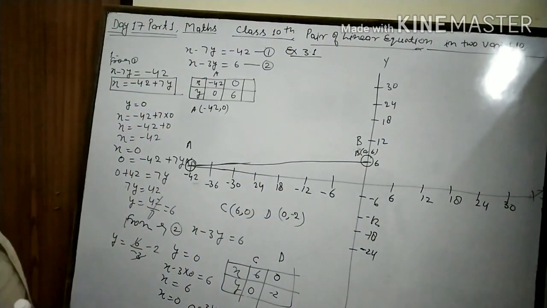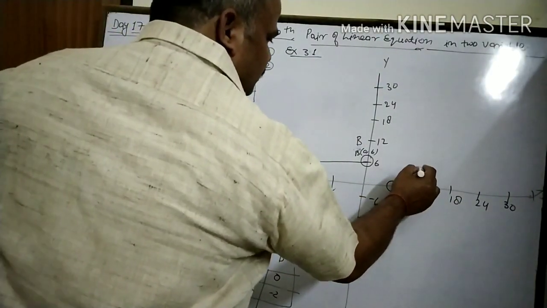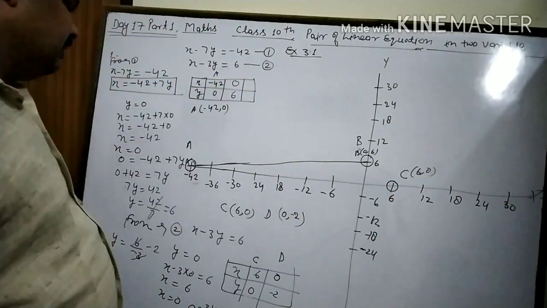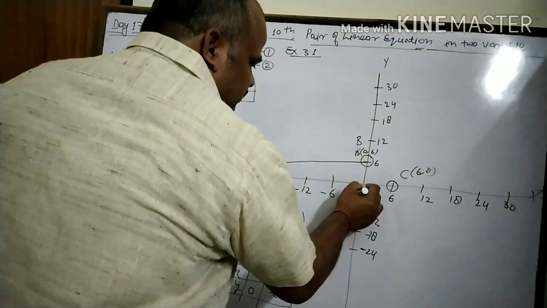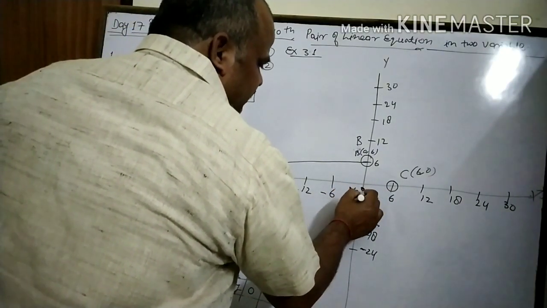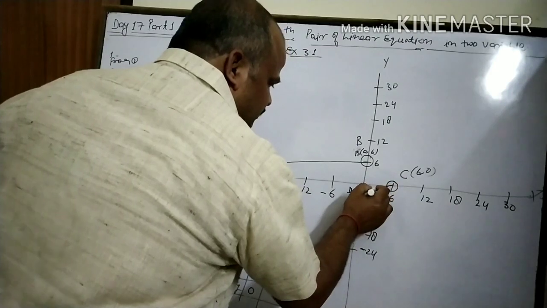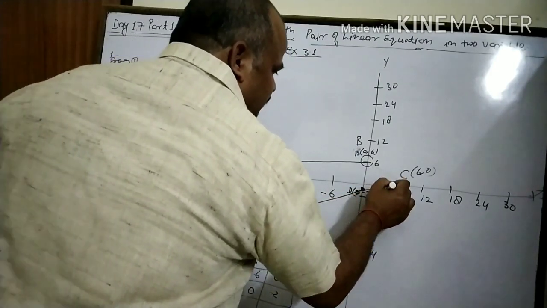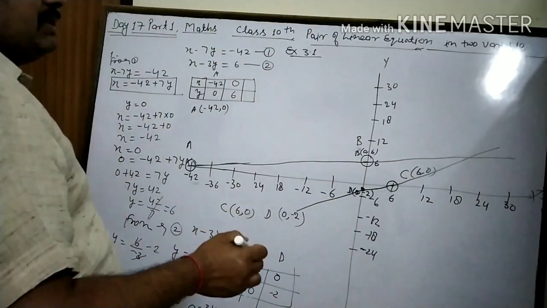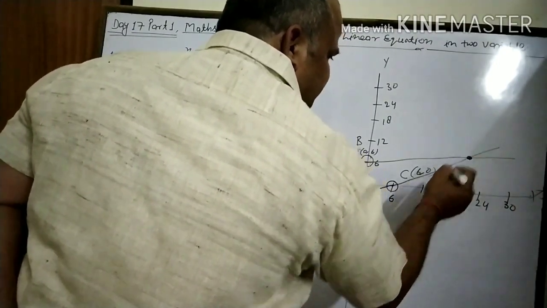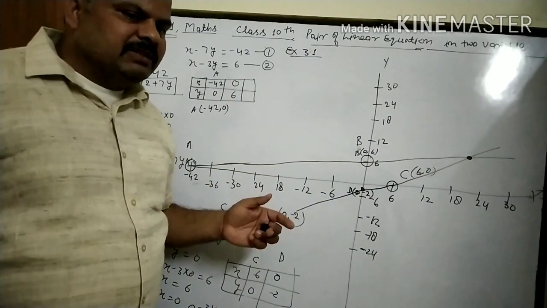Then first 6 comma 0. This is the C, 6 comma 0, and 0 comma minus 2. Here approximately this point is D. Use the graph sheet. Clear? Now you can join it by this way, and this line by this way, it means they intersect at this point. Clear? Then by this way you can represent it geometrically.